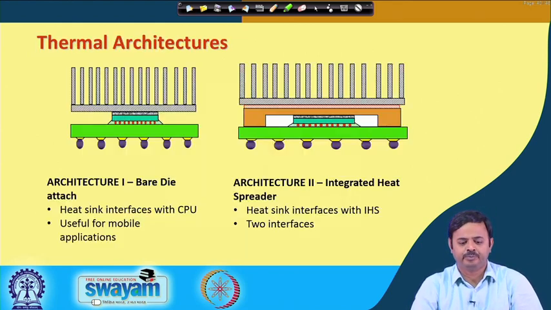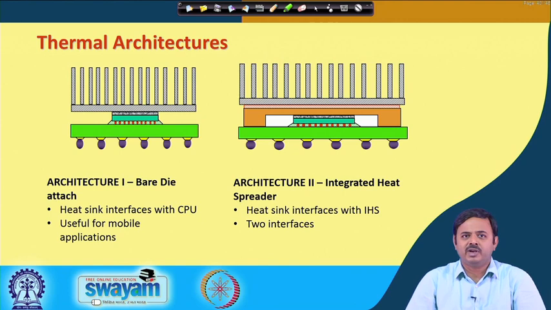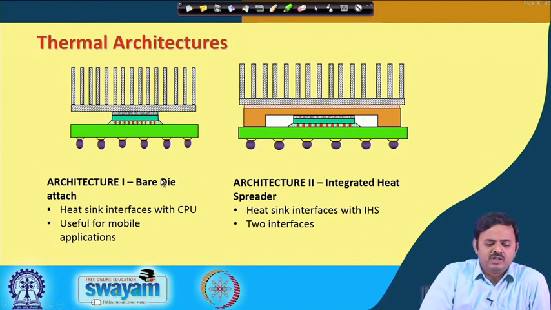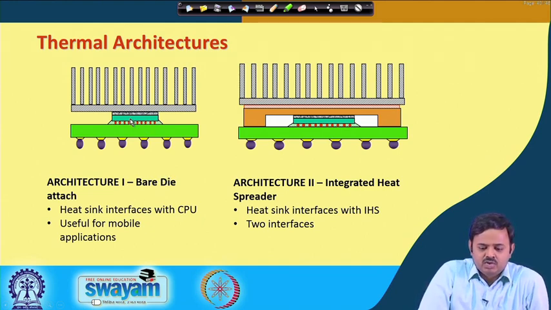Okay. So, now let us look into what is called thermal architecture. There are two very common thermal architectures for a silicon in the computing world. One is called the bare die attach and one is called the integrated heat spreader. The first one I am going to talk about is bare die attach. Here the silicon is this green portion. As you can see, it is flip chip bonded onto this substrate.